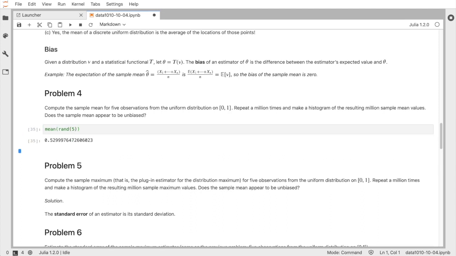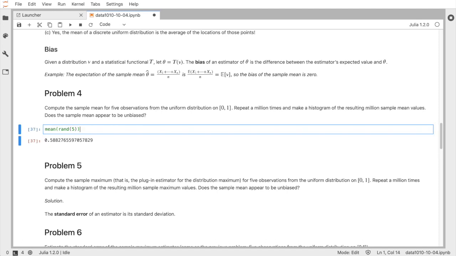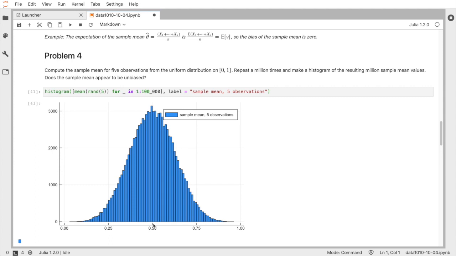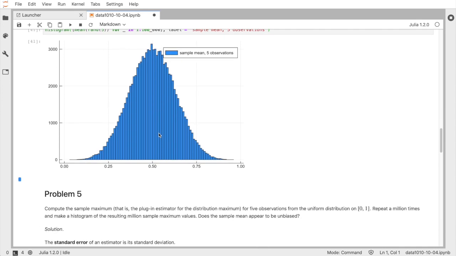So if we take a sample mean for 5 observations, we see that reasonably often we're quite far away from 0.5. So this is what the histogram looks like. We're not saying that the estimator is reliably close to the actual value, but we are saying that the times that it misses low and the times that it misses high balance out in expectation to give the correct value. So this estimator is unbiased, and in the picture it does appear to be unbiased.